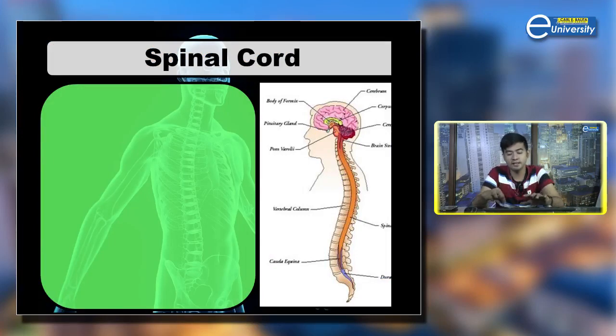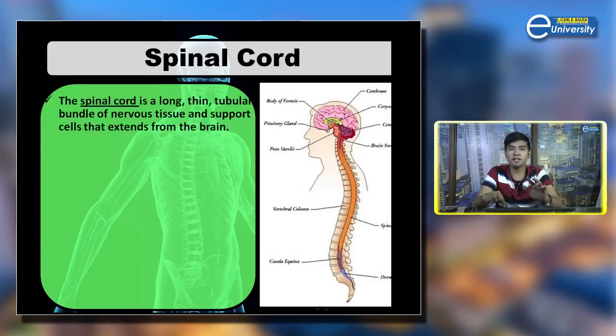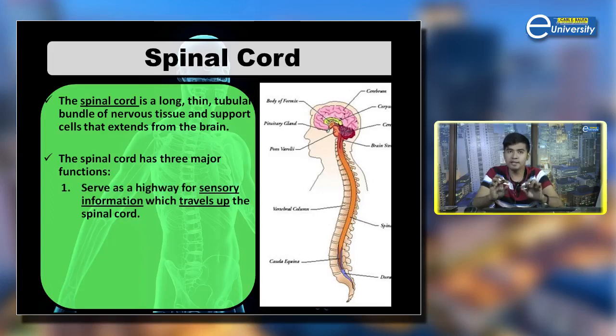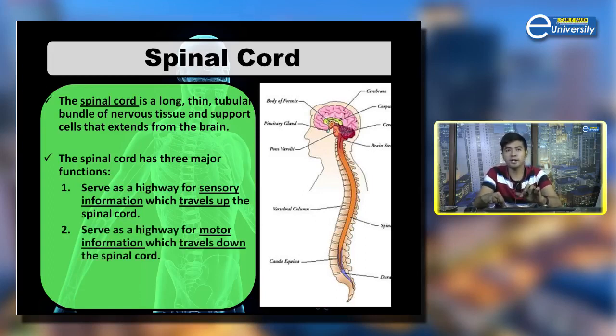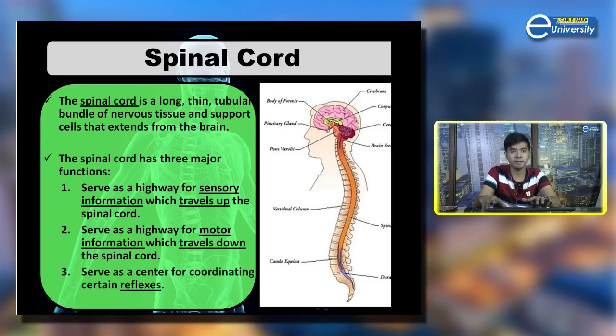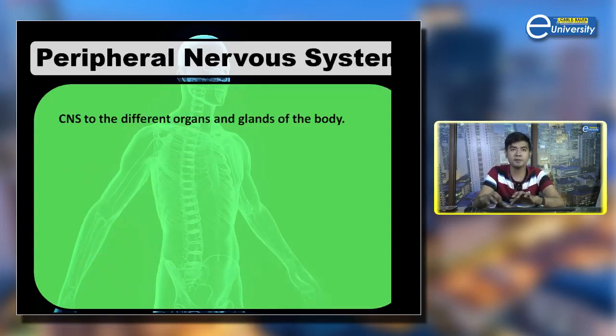So now we're going to deal with the spinal cord. The spinal cord is a long, thin, tubular bundle of nervous tissue and support cells that extends from the brain. The spinal cord has three major functions. It serves as the highway for sensory information, which travels up the spinal cord, and as a highway for motor information, which travels down the spinal cord. Again, the spinal cord serves as a sensory information highway and a motor information highway. And of course, it serves as a center for coordinating certain reflexes.